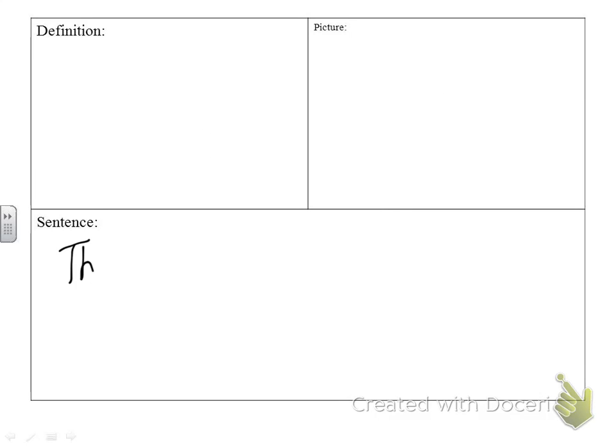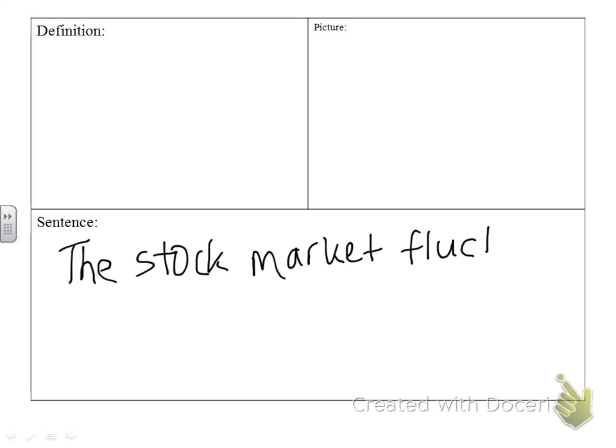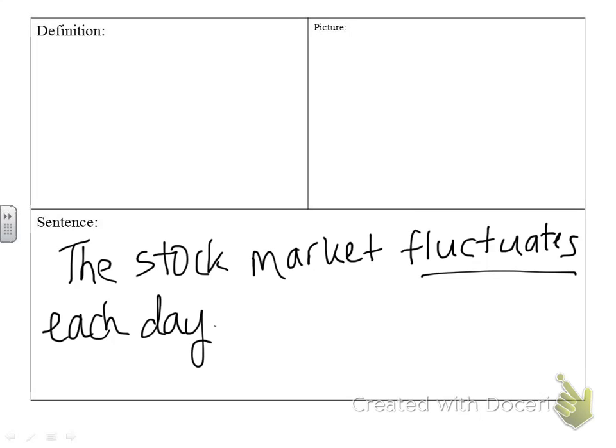Here is your sentence. The stock market fluctuates each day. What part of speech is this word, fluctuate? Go ahead, Nick. What do you think? We'll pick one. Which one do you think?